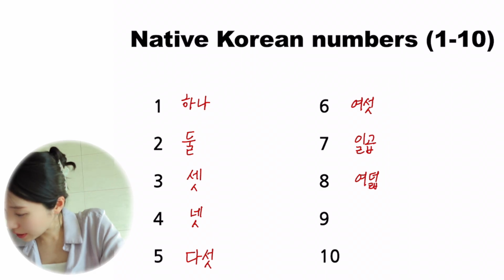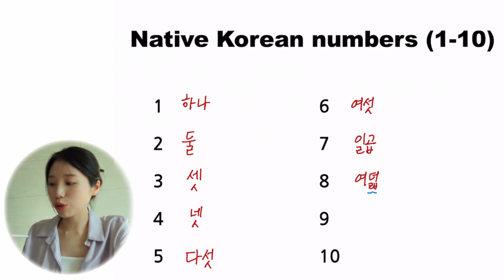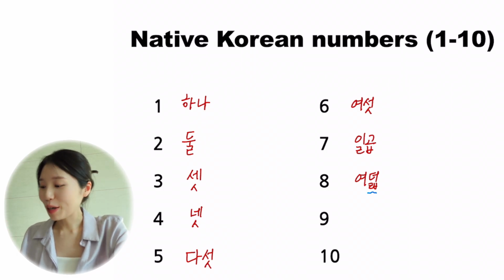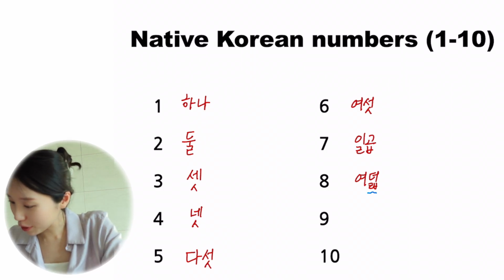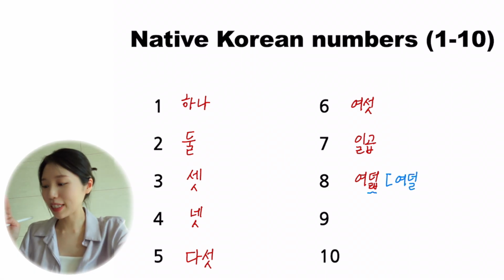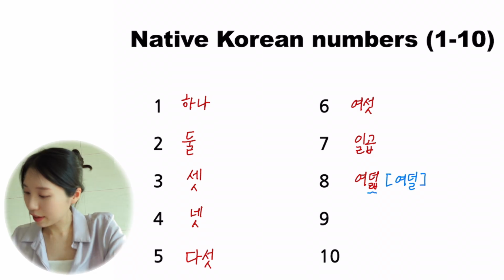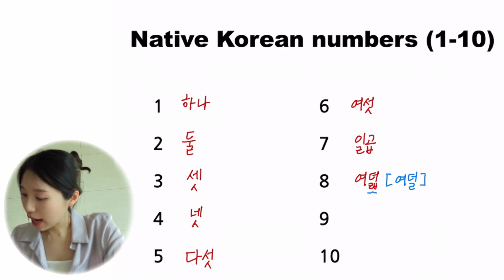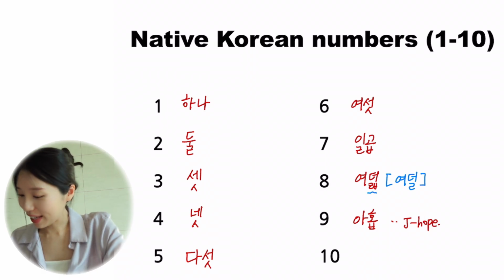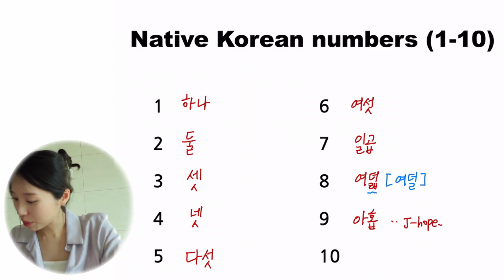Here there's a double 받침, 리을 and 비읍. So you might be confused when you pronounce this, but the real pronunciation is 여덟. The 받침 비읍 is kind of mute. So just say 여덟. And number 9 in native Korean numbers, 아홉. And last, 10 in native Korean numbers, 열.